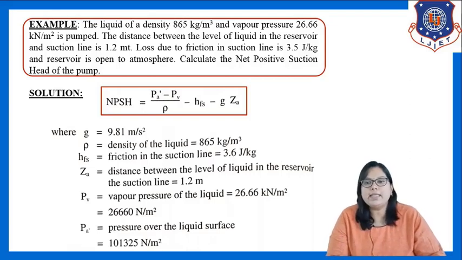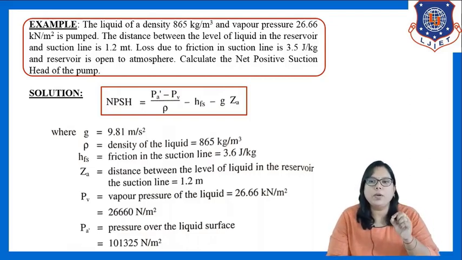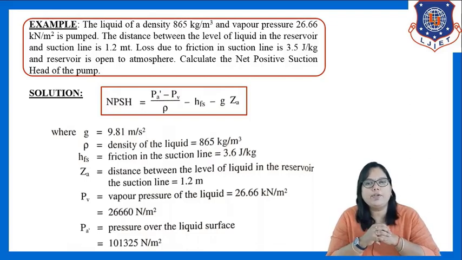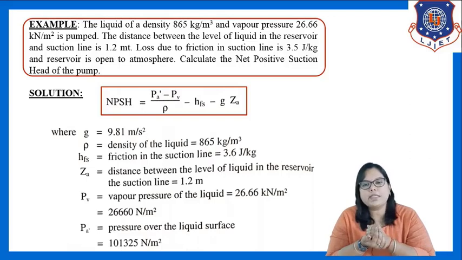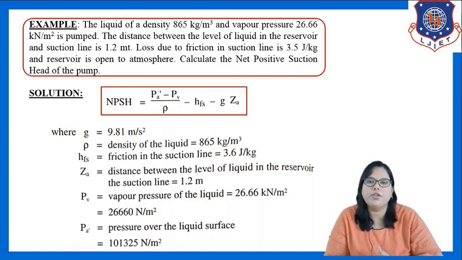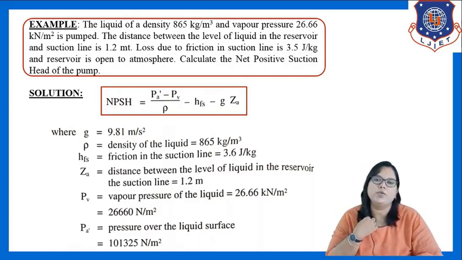See, density of the liquid, which is rho, is given as 865 kg per meter cube. Friction loss in the suction line, denoted by HFS, is given as 3.5 joule per kg. Now the distance between the level of liquid in the reservoir and the suction line, from where the liquid is transferred, is given as 1.2 meter. That is the ZA value.